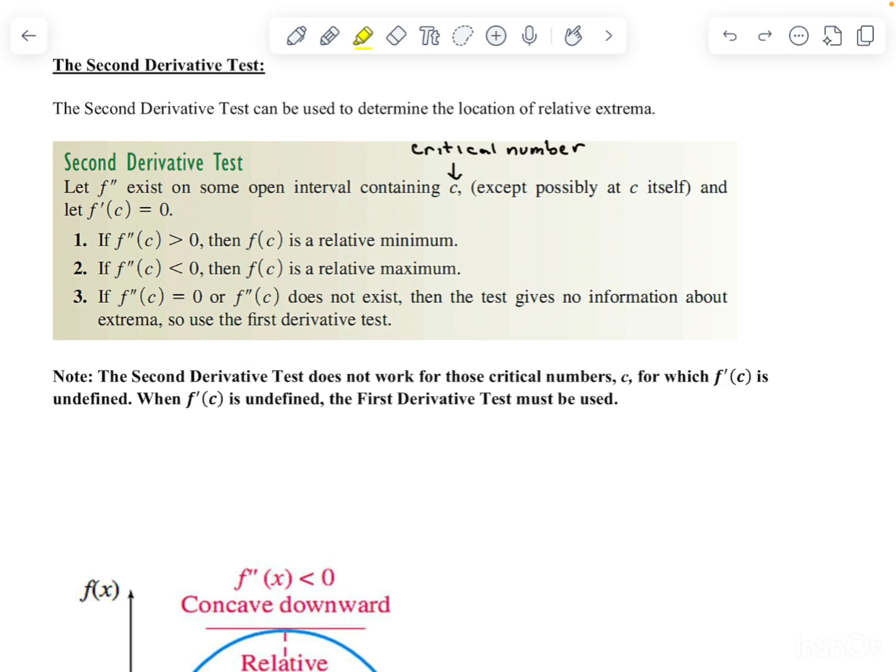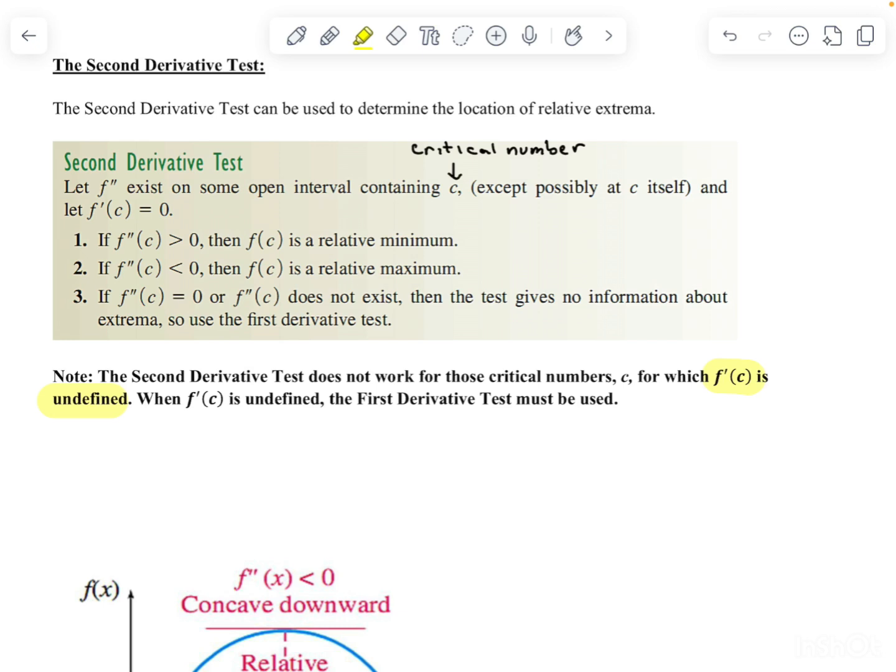Now we want to make a note. The second derivative test does not work for those critical numbers c for which the first derivative at c is undefined. When the first derivative at c is undefined, then the first derivative test must be used.